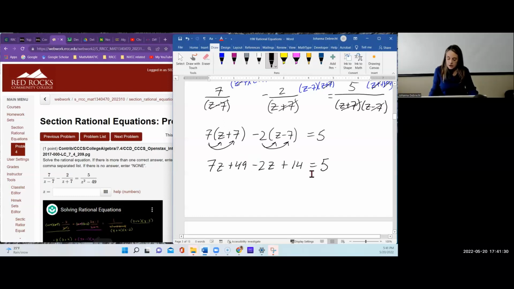Now we have like terms that are already on the left side of the equation right here. Don't make the mistake of adding 2z. They're on the left, that wouldn't be balanced. It would have to be on opposite sides of the equals. So we say 7z minus 2z is simply 5z. Then we combine the constants on the left, 49 plus 14, which gives us 63.